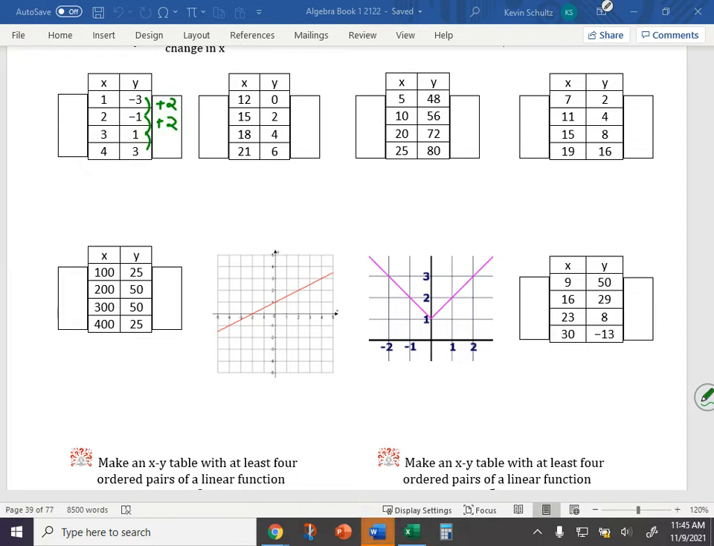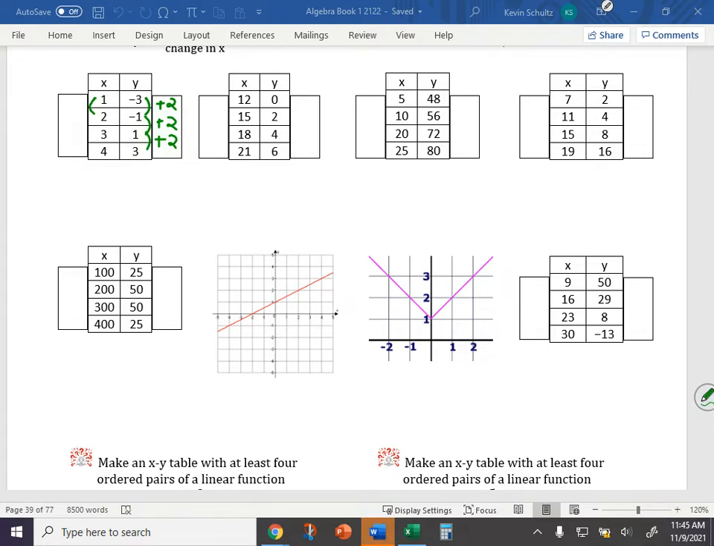Aiden? +2 again. Okay? So far, this is looking good to be a linear function because our change in y is consistent. +2, +2, +2. But the other piece of this is the change in x. So then we look at our x values here. What's the change in x from 1 to 2?